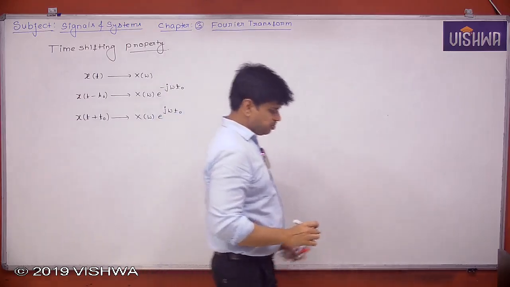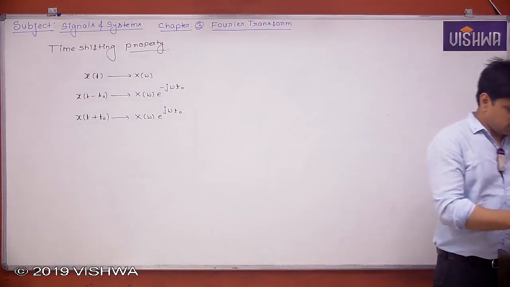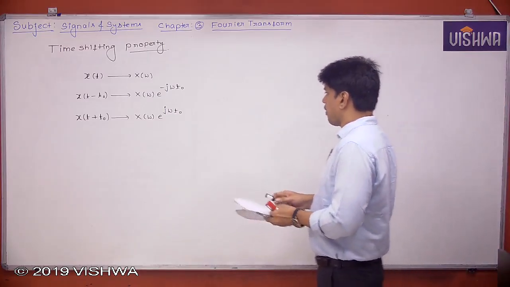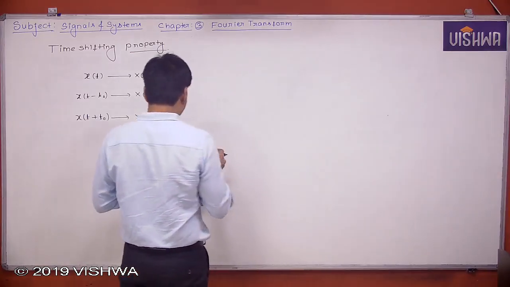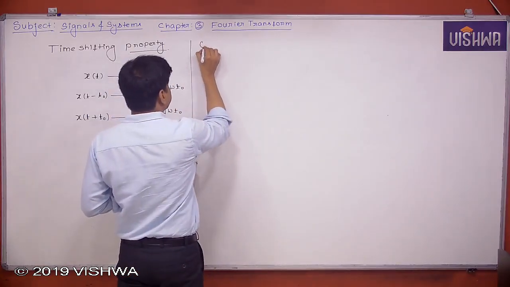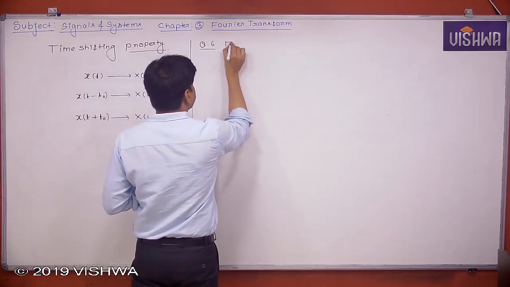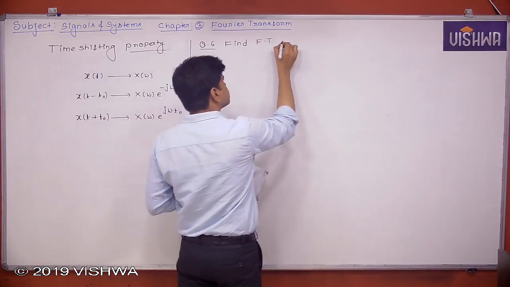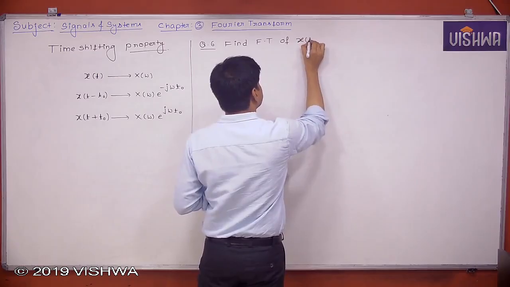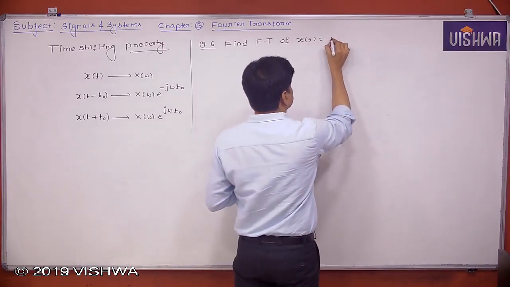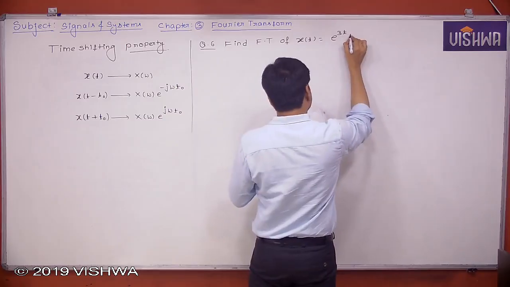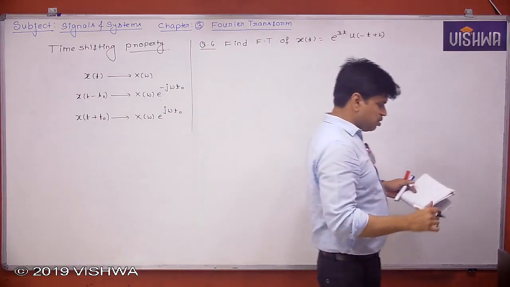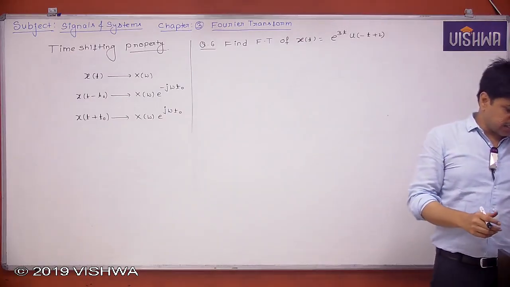Let's take one question. Question number 6. Find the Fourier transform of x of t is equal to e power 3t u of minus t plus 2. For this function, we have to calculate the Fourier transform.